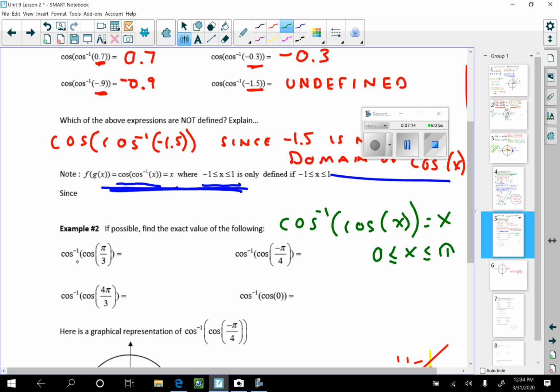Okay? So let's check it out here. Inverse cosine of cosine of pi over 3. I check, is pi over 3 between 0 and pi? You betcha. So that's equal to pi over 3.